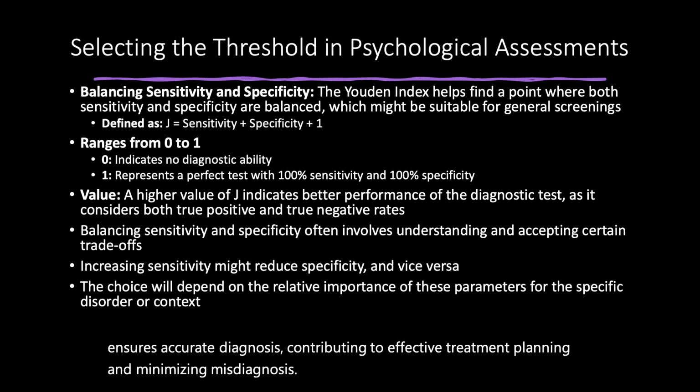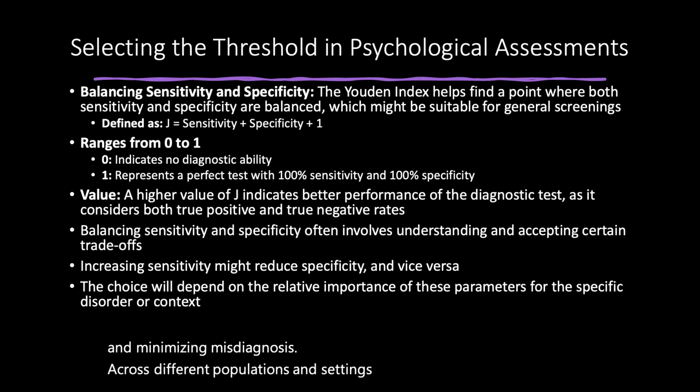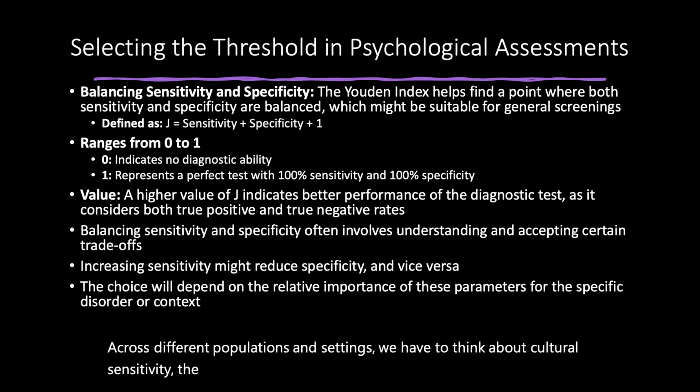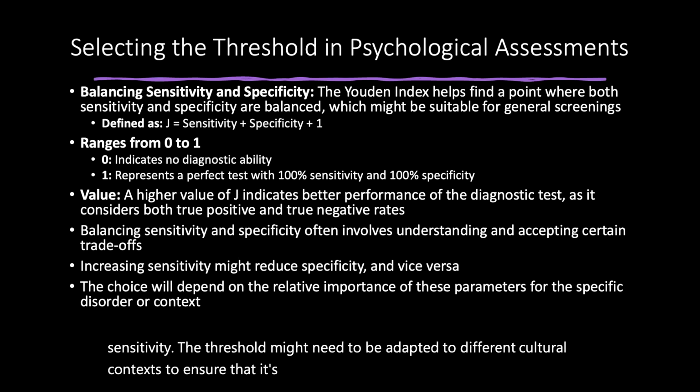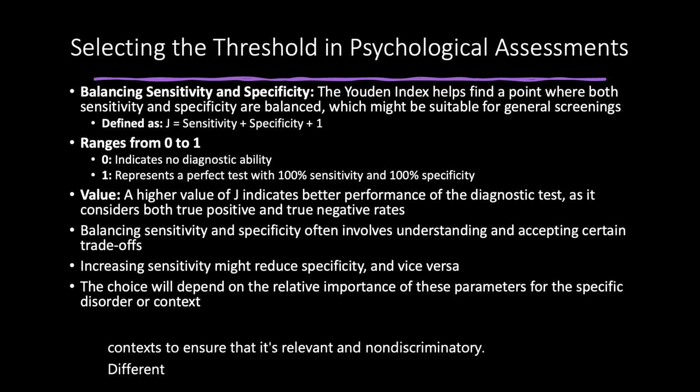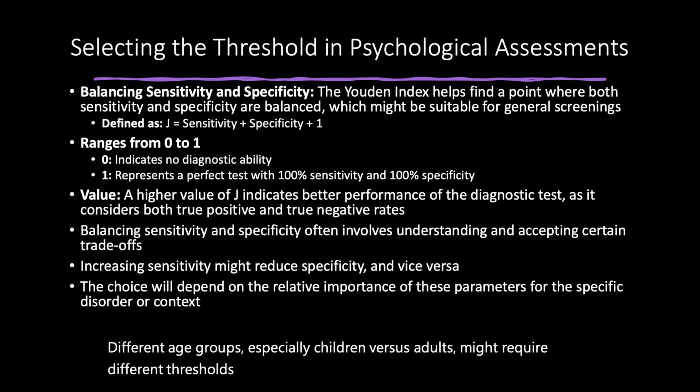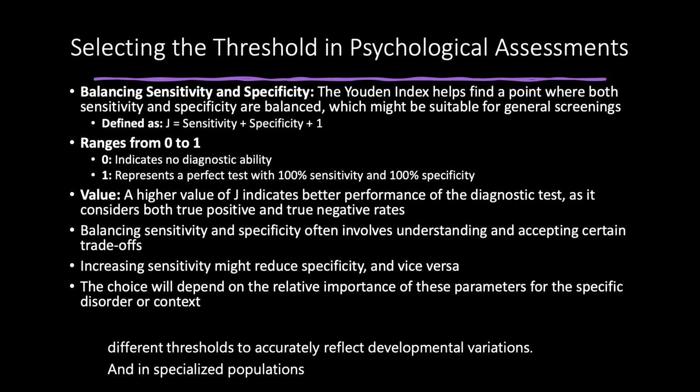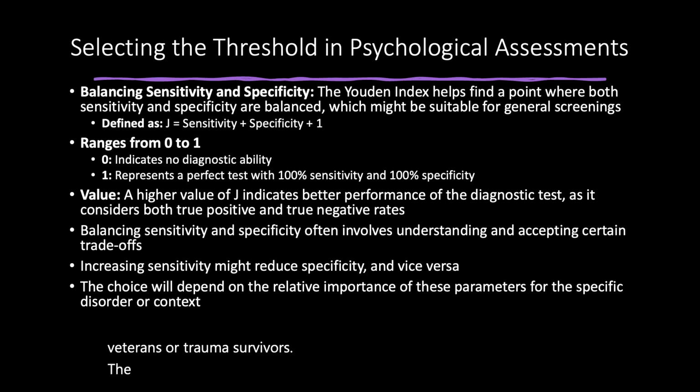Across different populations and settings, we have to think about cultural sensitivity. The threshold might need to be adapted to different cultural contexts to ensure that it's relevant and non-discriminatory. Different age groups, especially children versus adults, might require different thresholds to accurately reflect developmental variations. And in specialized populations with specific needs or characteristics, like veterans or trauma survivors, the threshold might need to be tailored to reflect their unique experiences and symptoms.